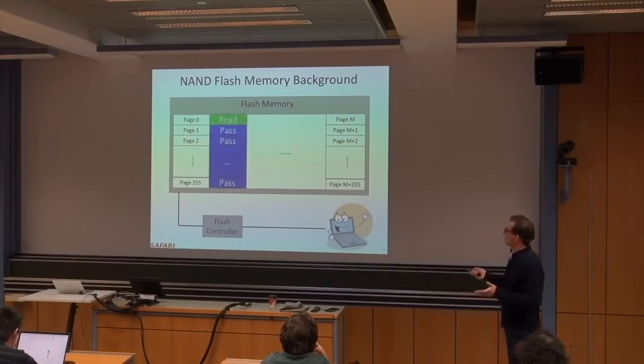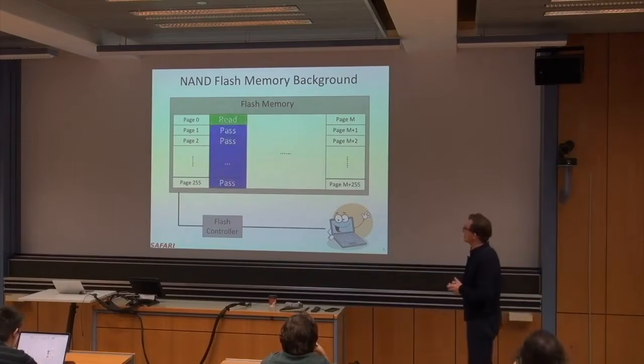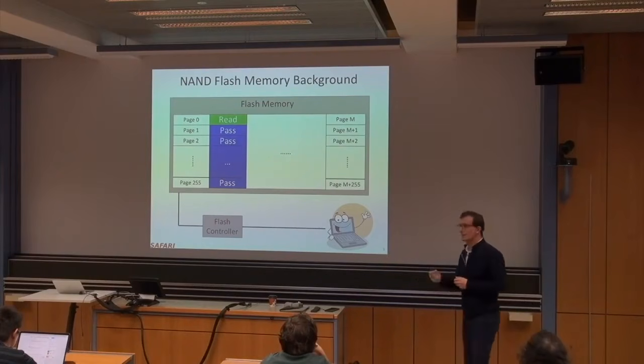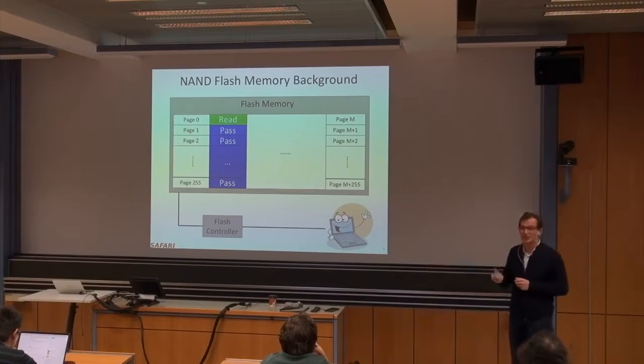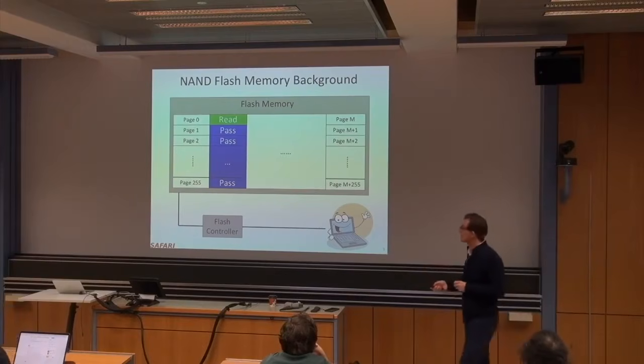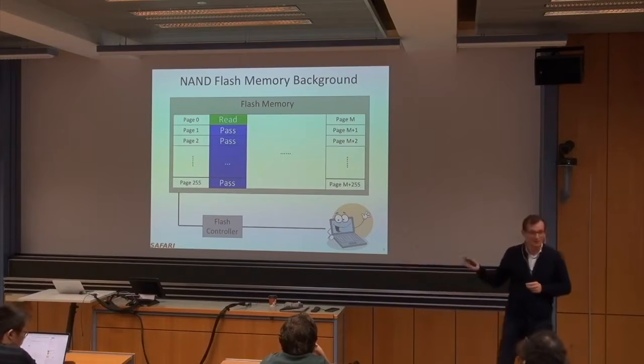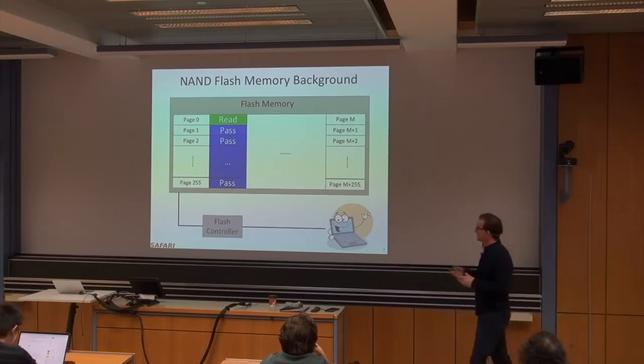Okay, so if you want to read a page, this is what needs to happen. Basically, if you want to read a page in this block, page 0, you need to apply a read reference voltage, which we will talk about what that is, to that particular page. And you need to apply a pass-through voltage to everything else. And this is because of the way flash memory operates, which we will go into. And this is going to be interesting.